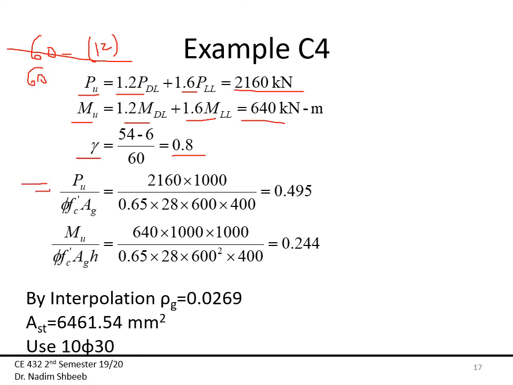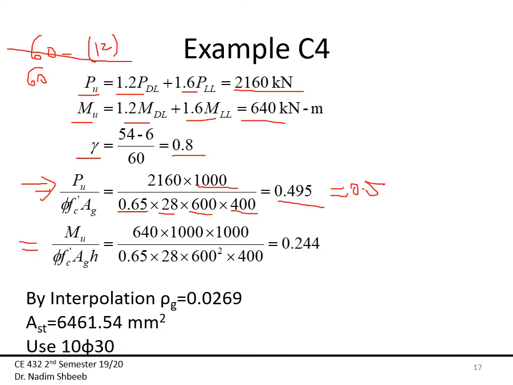So now I can calculate my Kn and Rn. So my Kn is going to be my P ultimate, which is 2,160 times 1,000 to be in newtons. Divide that by phi, which is 0.65, F prime C 28 newton per millimeter square, and the gross area is H 600 times B 400. So I'm getting 0.495, which is 0.5. Again, since I'm using everything in Excel, and I will show that, I'm using the numbers as is, but when you are using a ruler or using the actual interaction diagram, you probably use 1/2 here instead of 0.495, obviously.